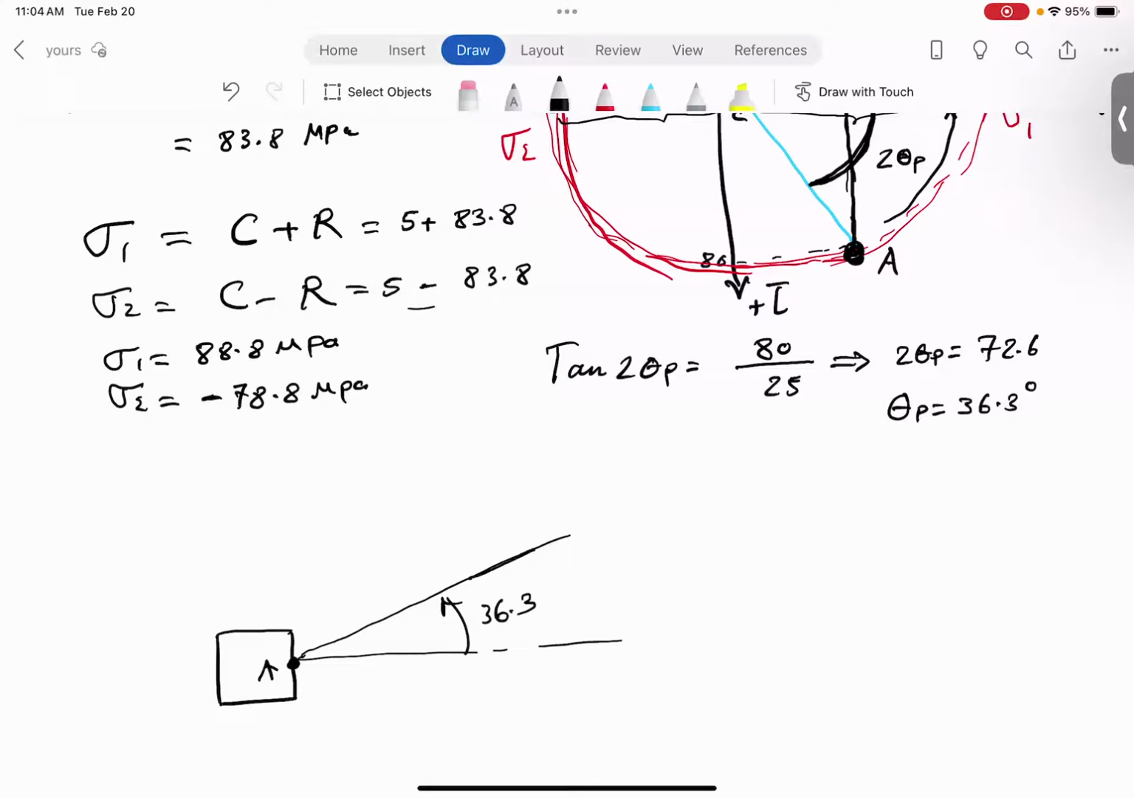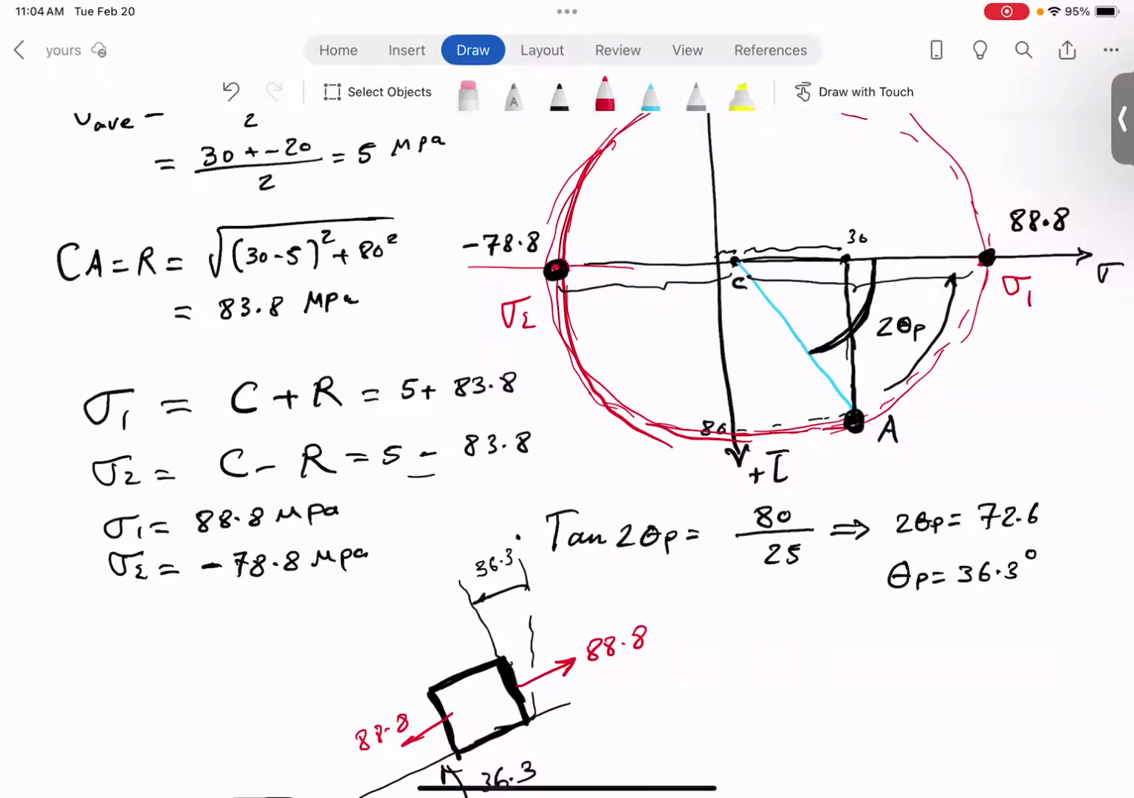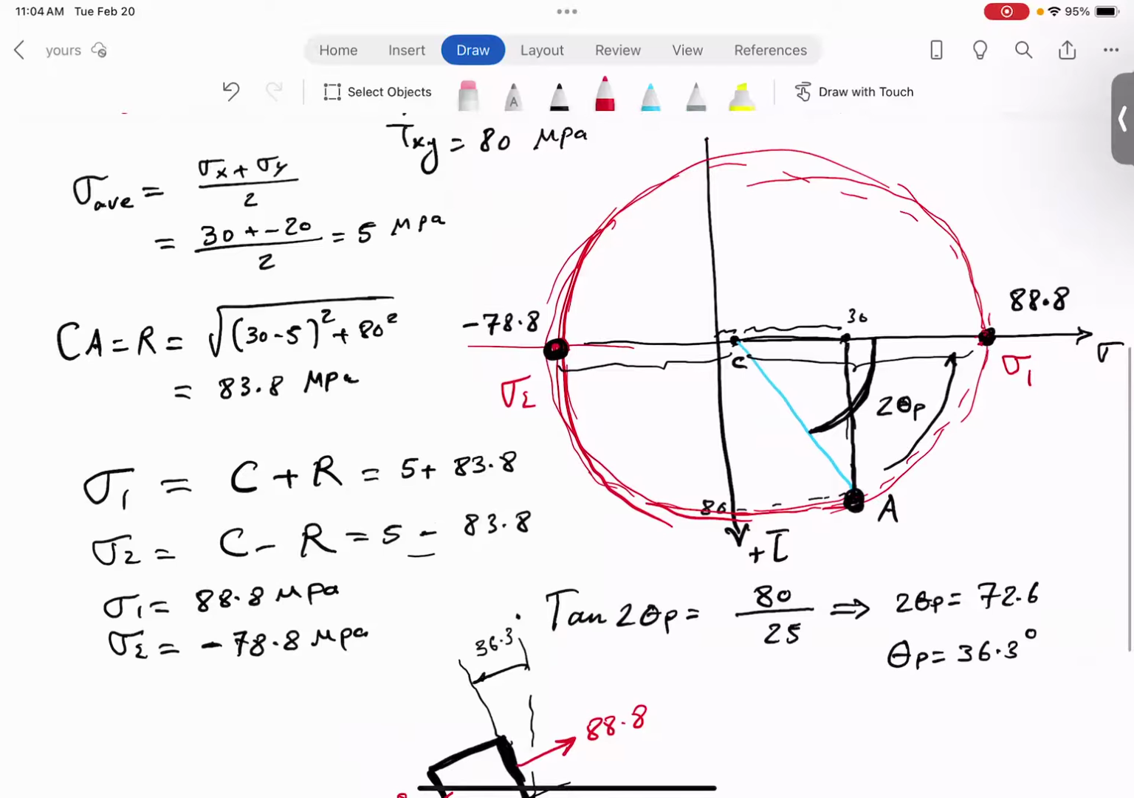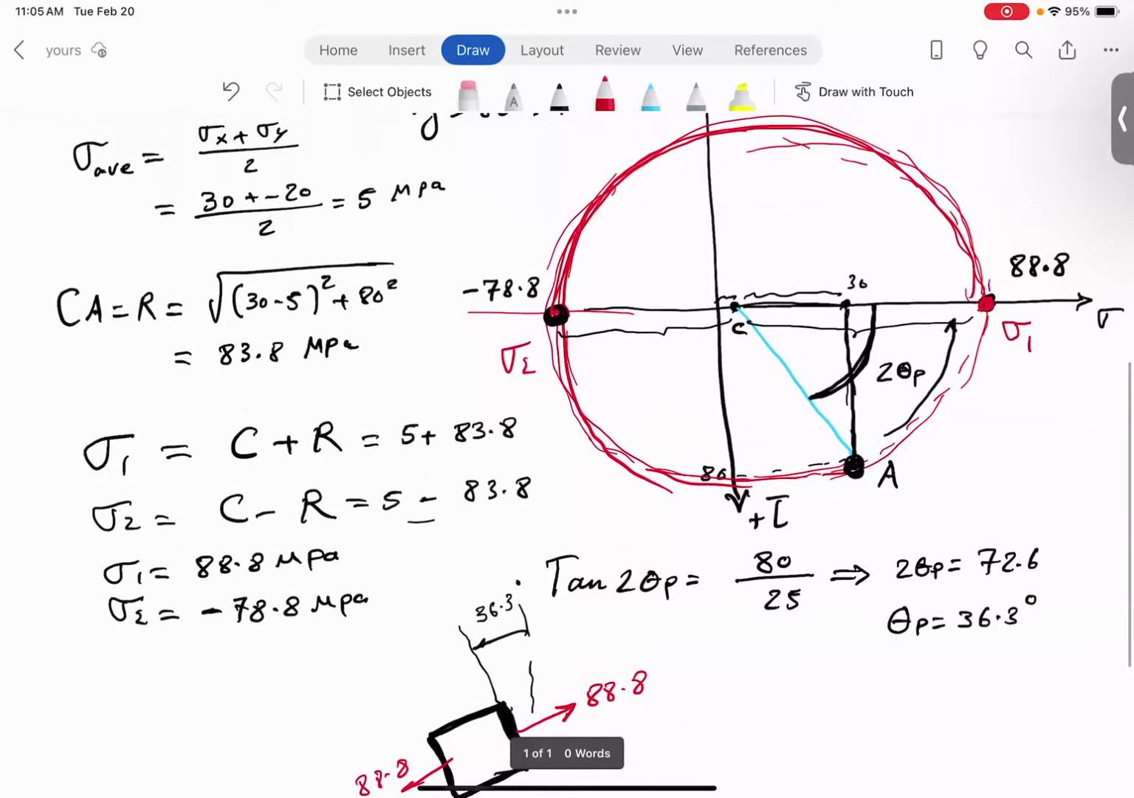36.3. So you see now, basically the angle really is this, 36.3, right? So this was point A here. Now look, this one, 88.8, would be right here. And of course, it's going to be the same thing here. And then look, the difference between sigma 1 and sigma 2, you see, is what? Is 180 degrees, right?